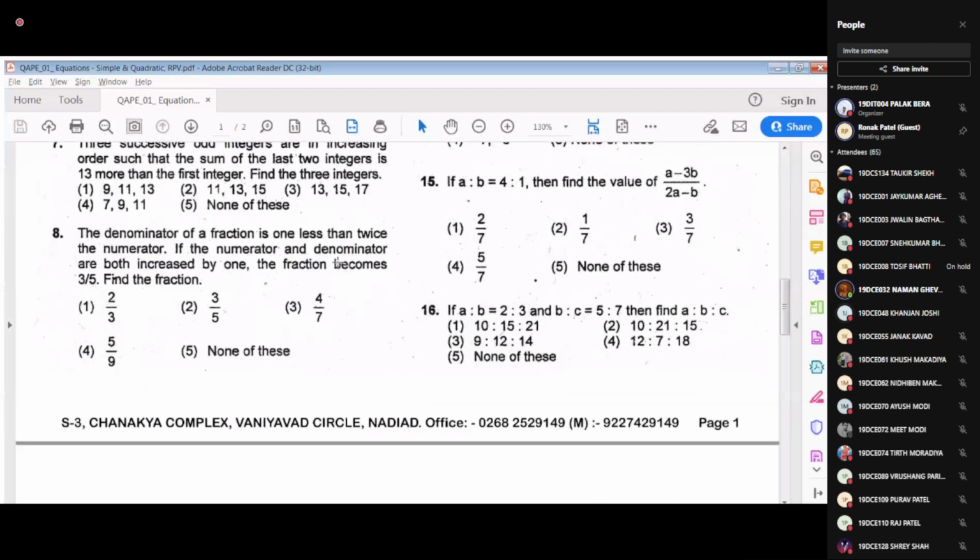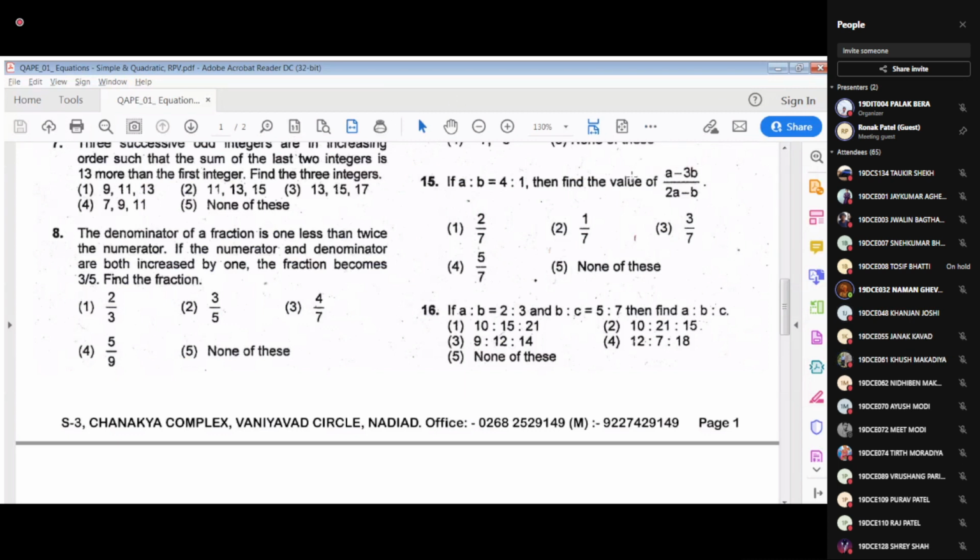1 by 7. Okay, how did you get that 1 by 7? That's very fast. So A is putting equals, A equal to 4B. Okay, so A upon B, so A equal to 4b.